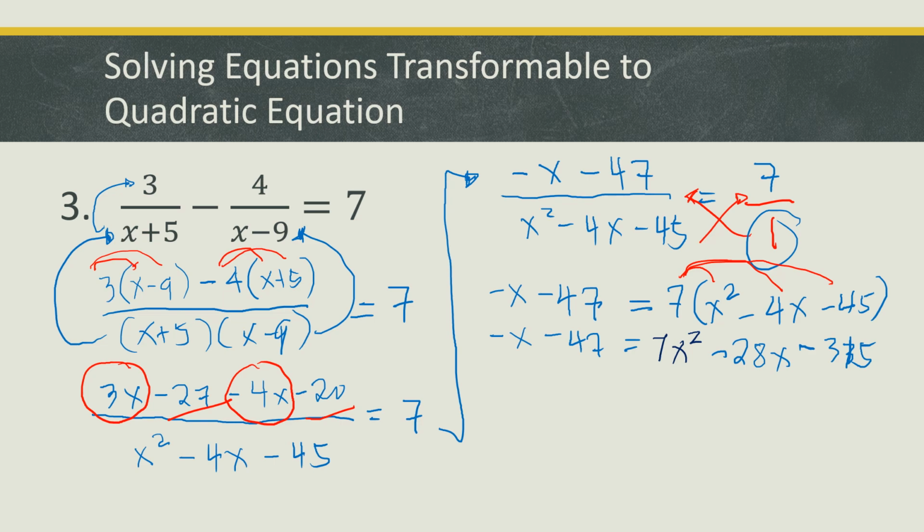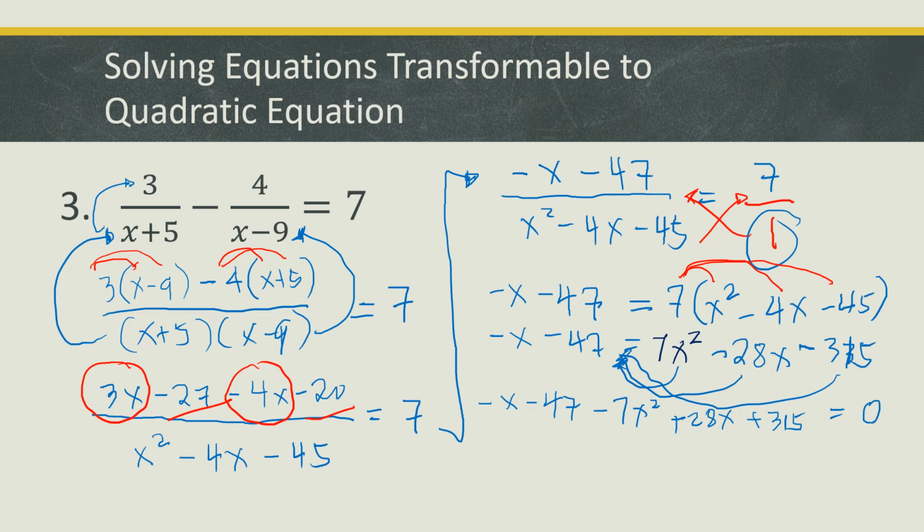And then we have to equate it to 0. So transpose all of the terms on the other side of the equal sign by changing its signs. So negative x minus 47 minus 7x squared plus 28x plus 315 is equal to 0.